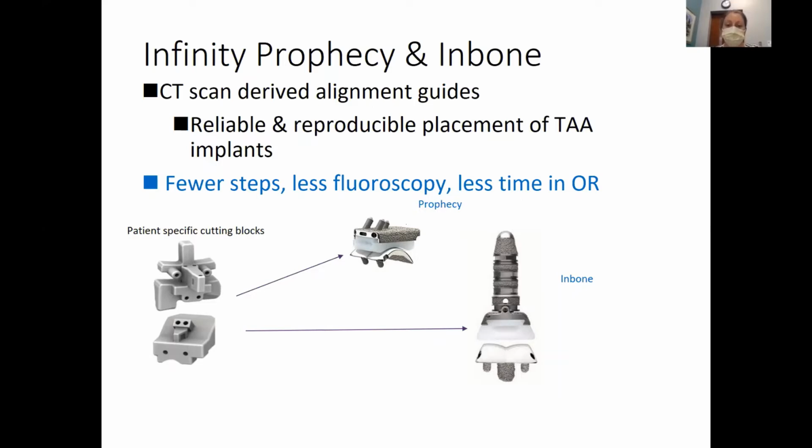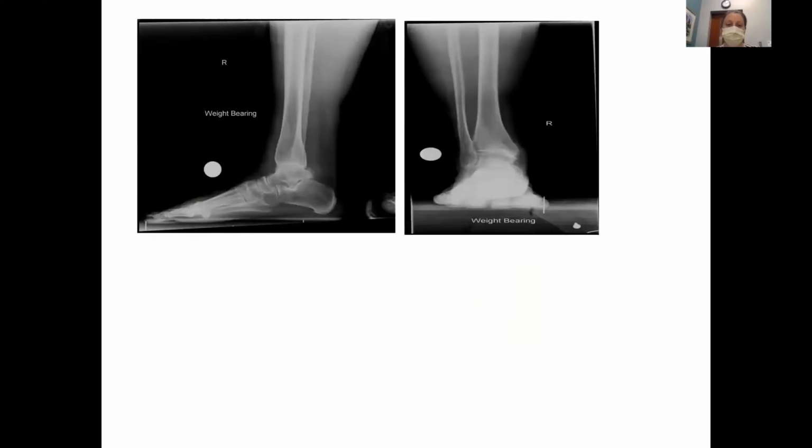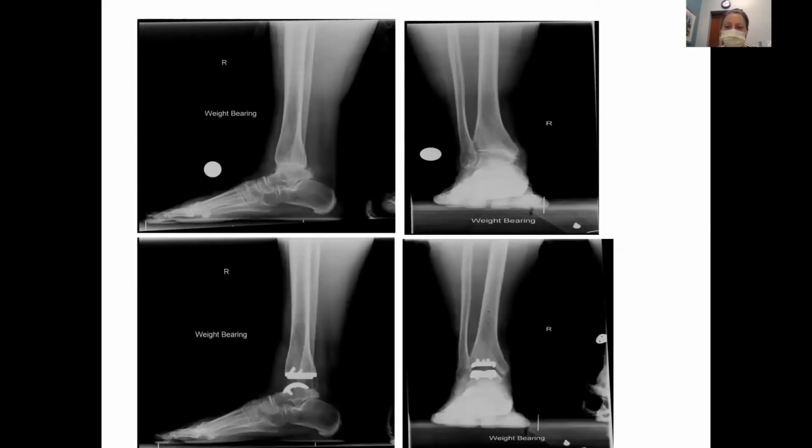What this does, it allows less time in the OR, which reduces your risk of radiation exposure, reduces your risk of potential complications with not only the surgery itself, but also with anesthesia. And so here's just one patient, weight-bearing x-rays. You can see end-stage bone-on-bone arthritis. And here are their post-op films with their ankle replacement.